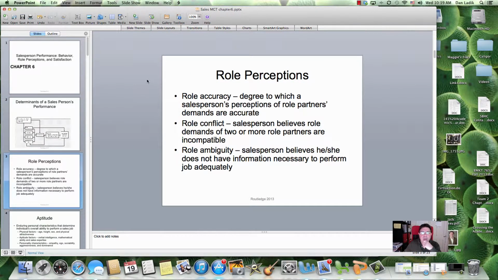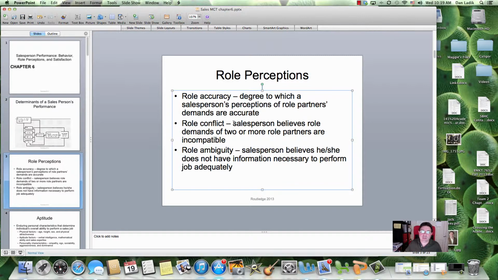When we talk about role perceptions, we're really talking about conflict and ambiguity. And these two roll up into one thing called role accuracy. How accurate is your role? It's very accurate if there's no conflict and little ambiguity. It is very inaccurate if there's lots of conflict and lots of ambiguity.